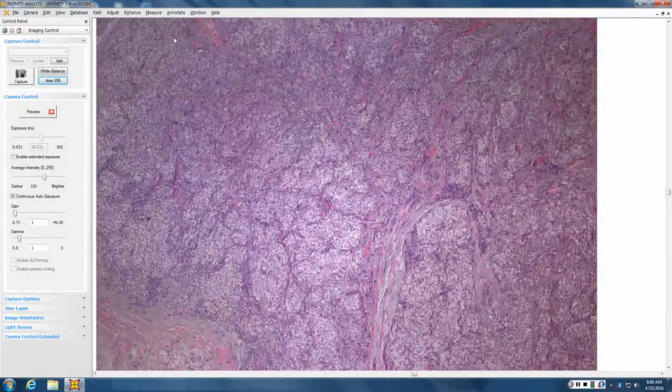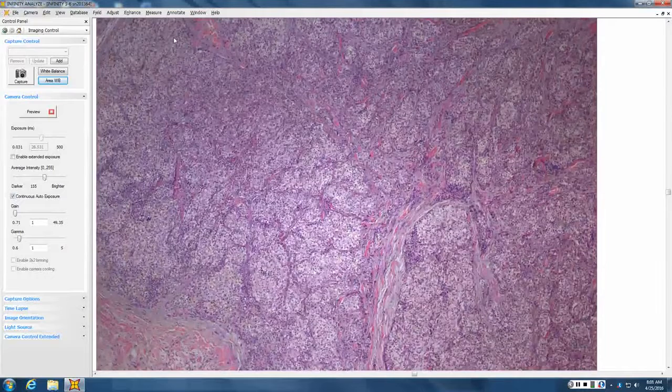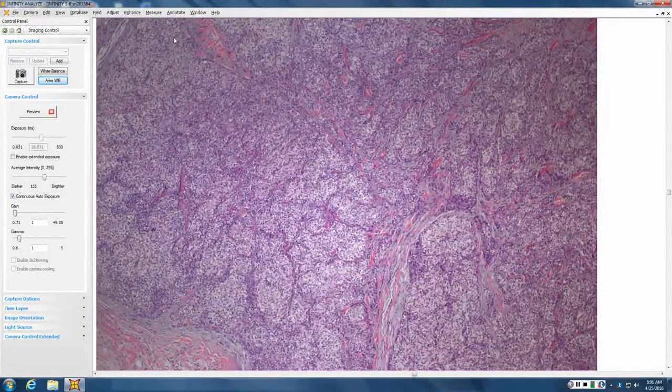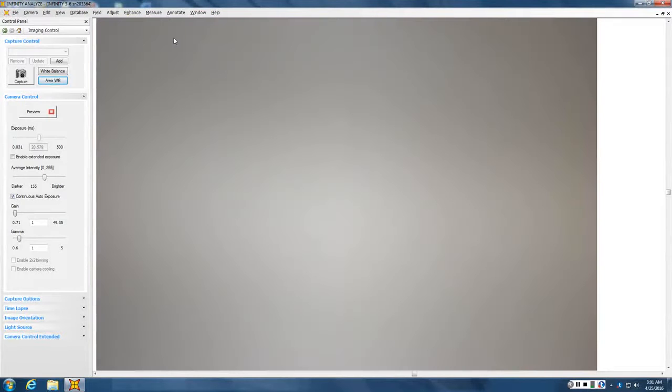Okay, you want to grab one? Sure. This looks like RCC to me. Yep, absolutely. So again, this one is clear tubules with chicken wire vessels between them, looks like renal. And so the exercise for this is recognizing those basic patterns. So let's see, what else?